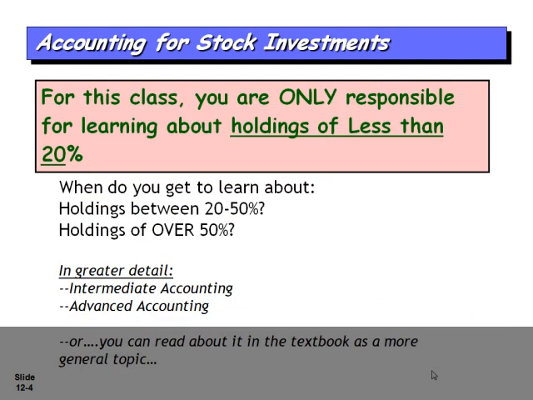For this class, as I said, you are only responsible for understanding the journal entries for holdings of less than 20%. When do you get to learn about the other 2 types of transactions? You will learn those later on in accounting. If you major in accounting, you can certainly read about it in your textbook. The accounting is a little different.